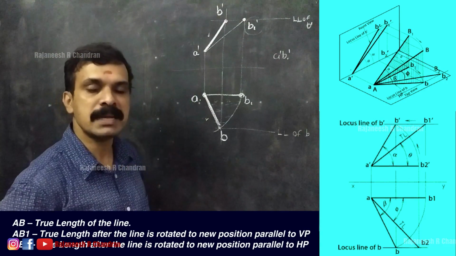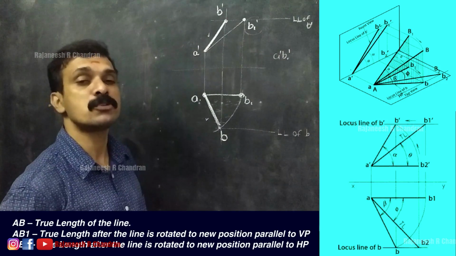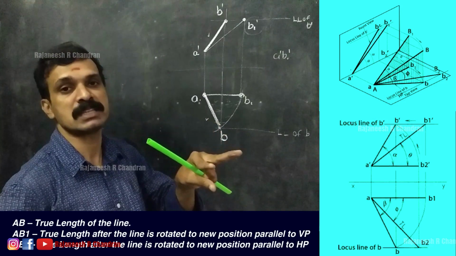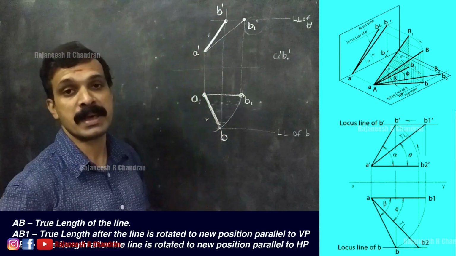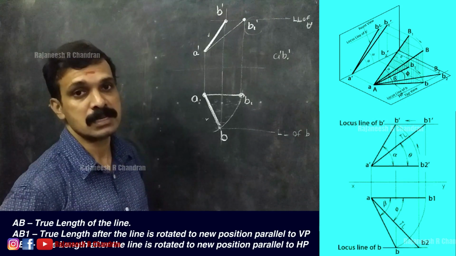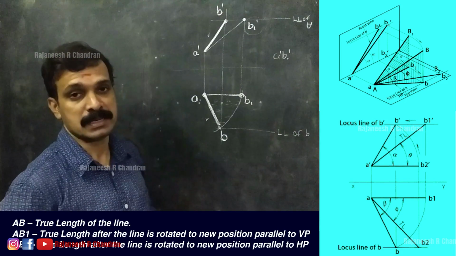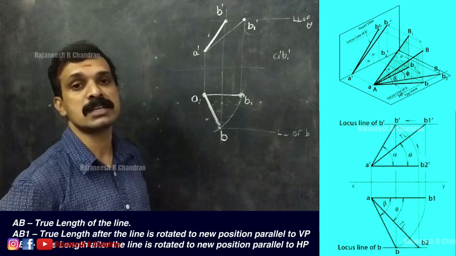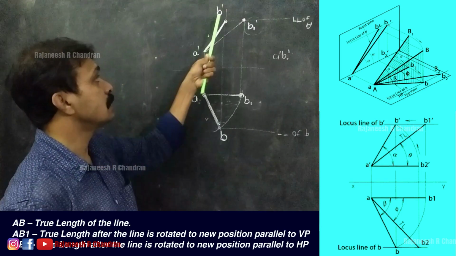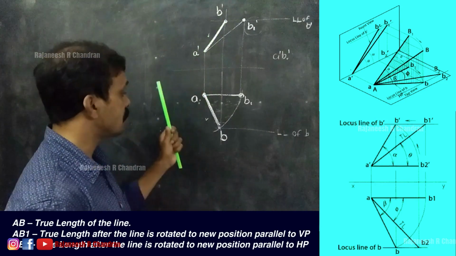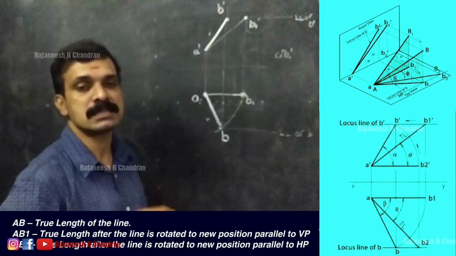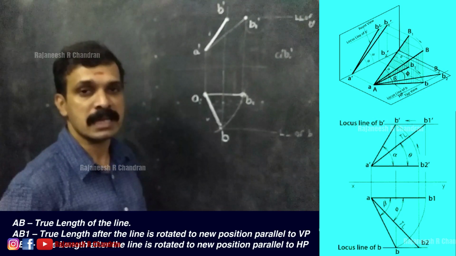So once we have completed the projections, we have to measure the four angles. The two true inclinations with the HP and VP, and the two apparent inclinations, that means the inclination of the projections of the line, A dash B dash and AB, with the XY line. These are known as apparent inclinations. So we have to measure both the true inclinations theta and phi, and the apparent inclinations alpha and beta, and we also have to measure the length of the front view A dash B dash and the length of the top view AB. This is actually the problem that will be asked in the rotating line method.